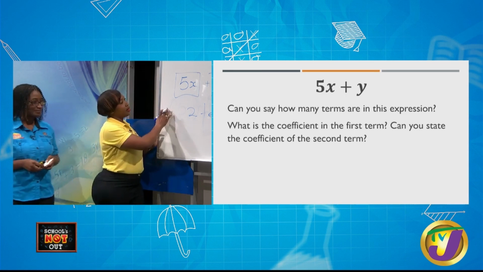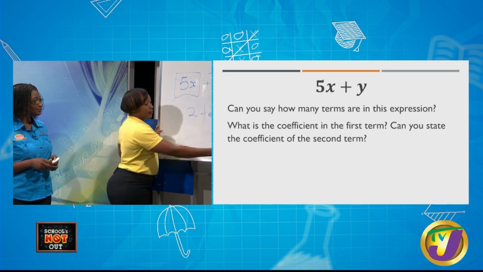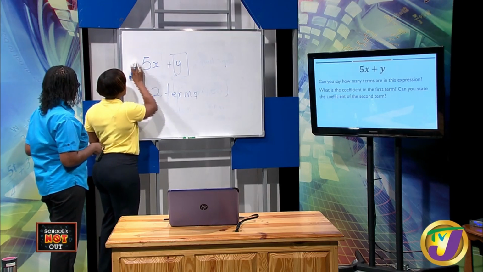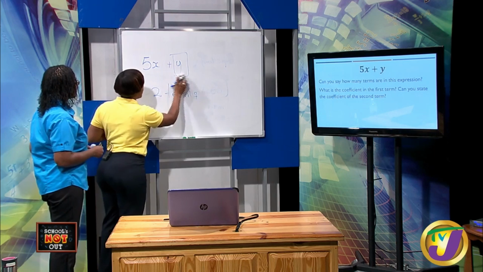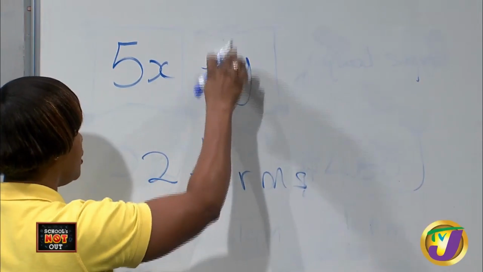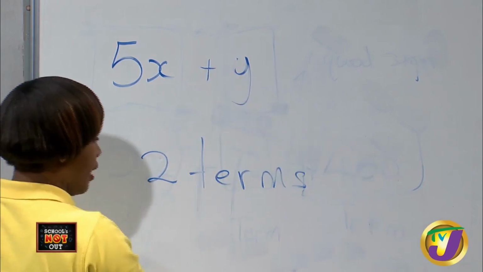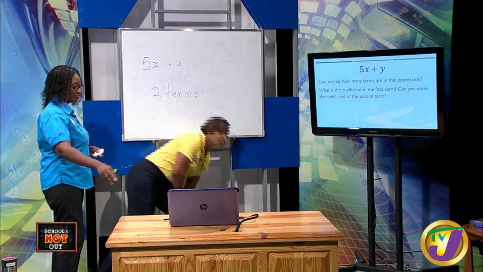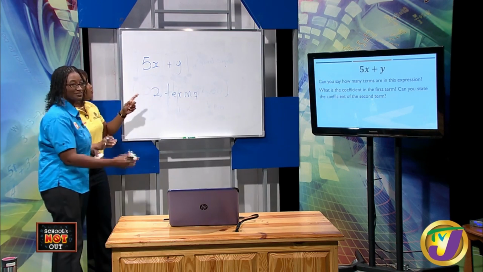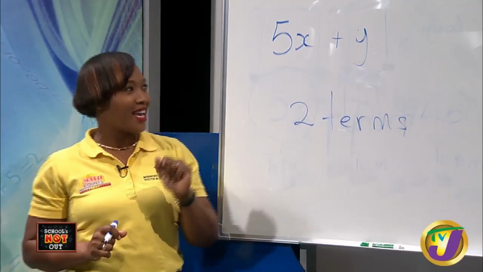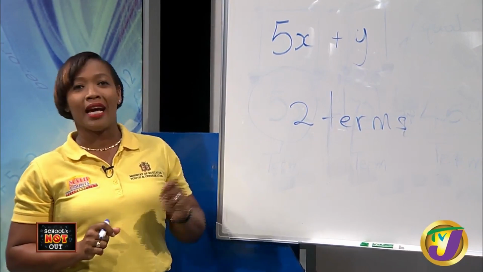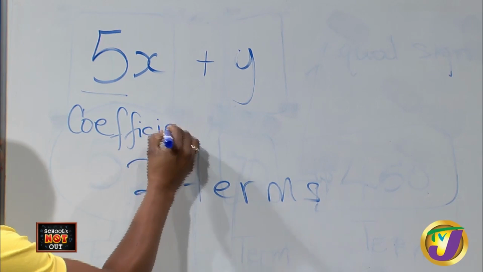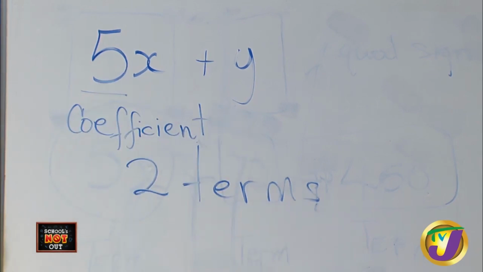So we're at 5x plus y. Now, as Karima said, a coefficient is that number that is used to multiply the variable. I'm going to give you a clue. The variables here are x and y. What number is multiplying the x? The coefficient is your 5. What about the y? What's the coefficient for y?